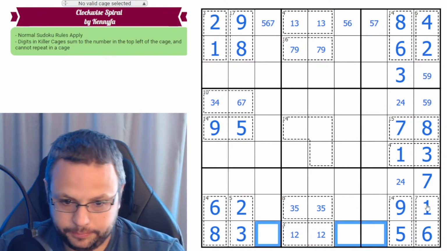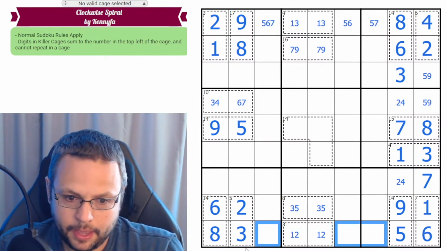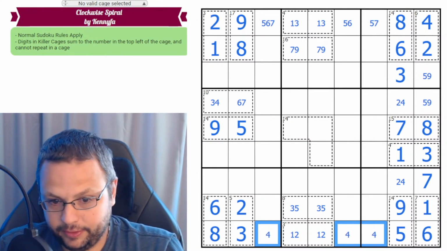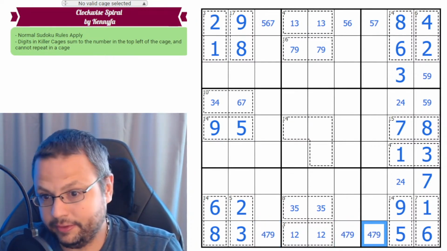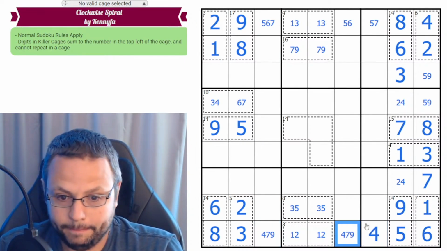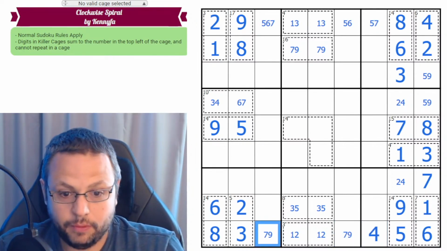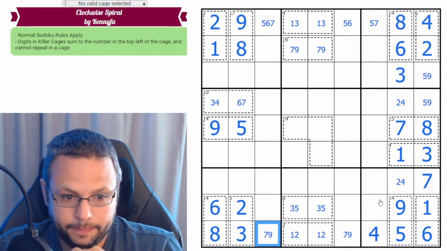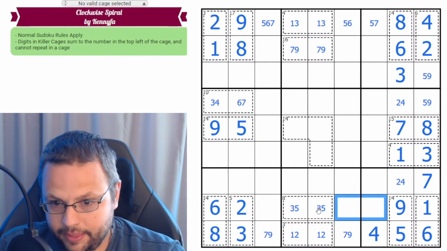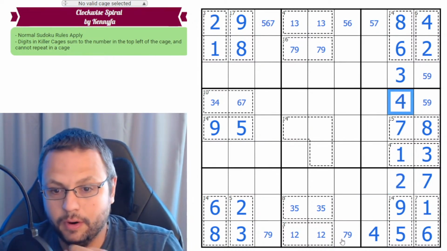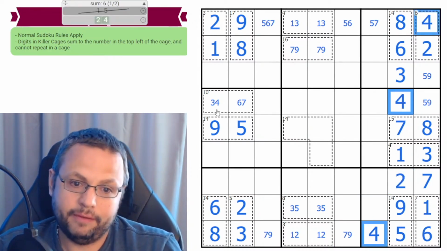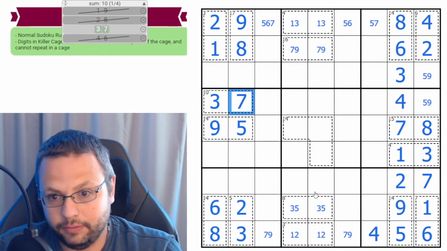What about this row? 1, 2, 3, 4, 5, 6, 7, 8, 9. 4, 7, 9 is the answer. This one's not 7 or 9, so it is a 4. So these are not 4. They are 7 or 9. And that 4 then bounces back and gives me a 2 and a 4 over here. That's going to do it. That 4 gives me a 3 and a 7 over here.